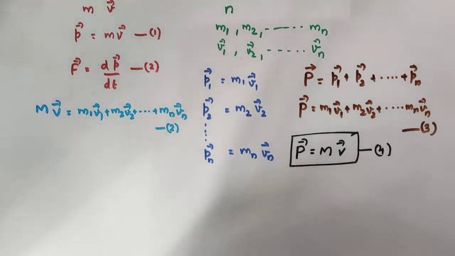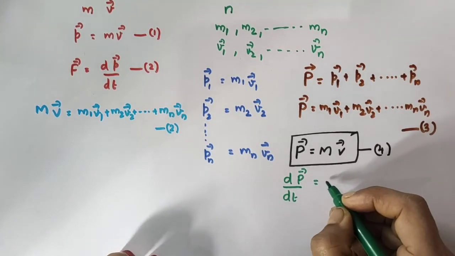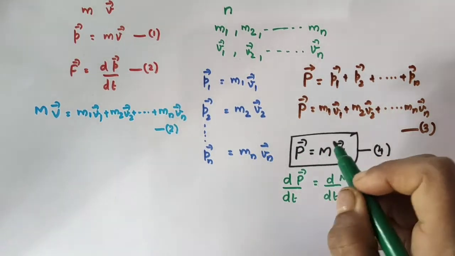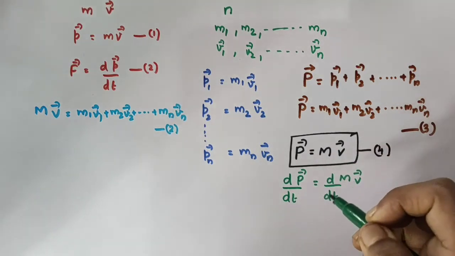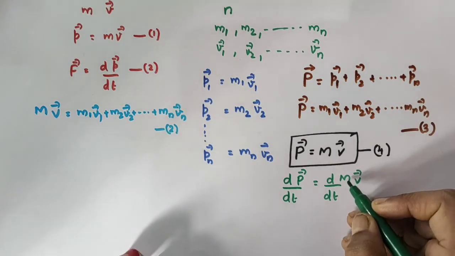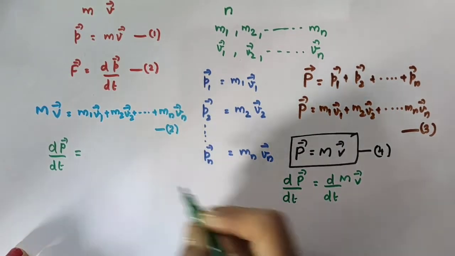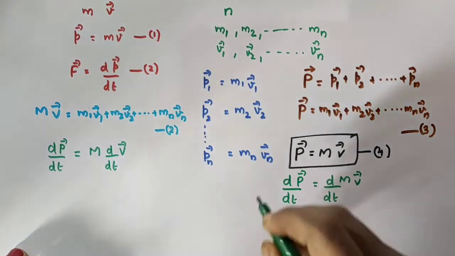Next, I am differentiating the two sides of this equation with respect to time. So we can write d by dt of vector P is equal to d by dt of m into vector V. We are differentiating both sides of equation number 4 with respect to time. Since mass is a constant, we can take the mass outside. So d vector P divided by dt is equal to m into d by dt of vector V.